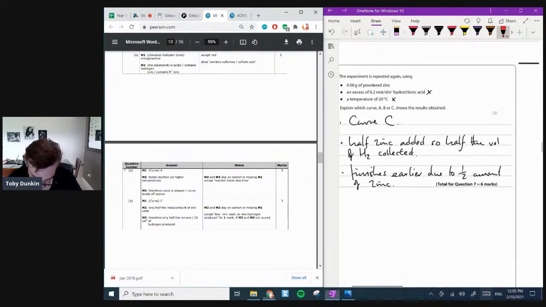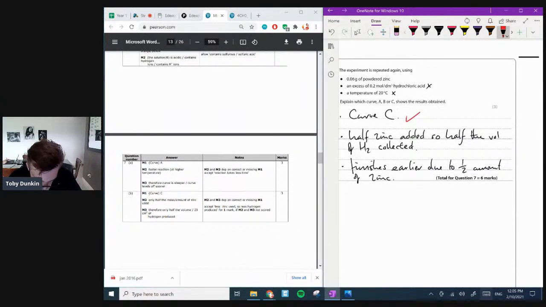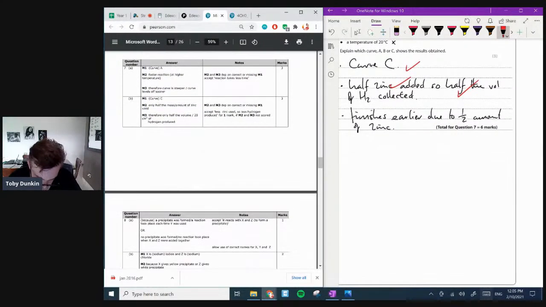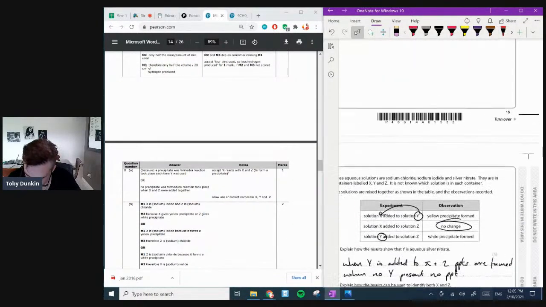Curve C, half the amount of zinc used, so half the volume. Half zinc added, so half the volume of H2 collected. Nice, didn't even need to do the other one, which is why I was stupid.